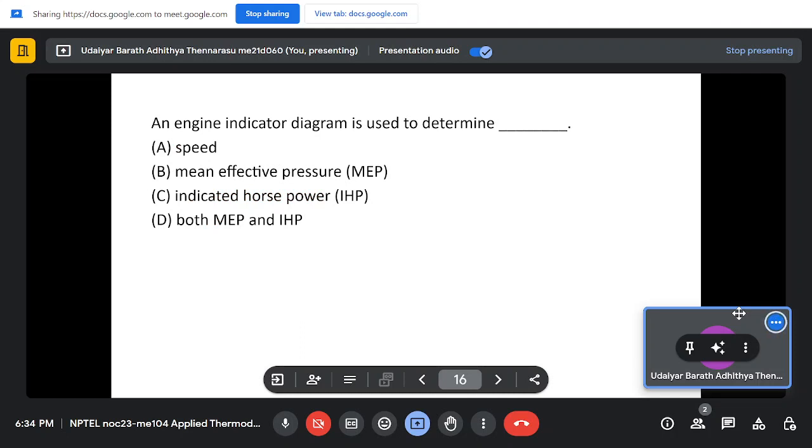And moving on, the next question is, an engine indicator diagram is used to determine dash. As I told you previously, an engine indicator diagram is a cycle in the PV diagram. So that is used to determine what? A, speed. B, mean effective pressure. C, indicated horsepower or indicated power. D, both mean effective pressure and indicated horsepower. So using this indicator diagram, what can you calculate? That's the question.